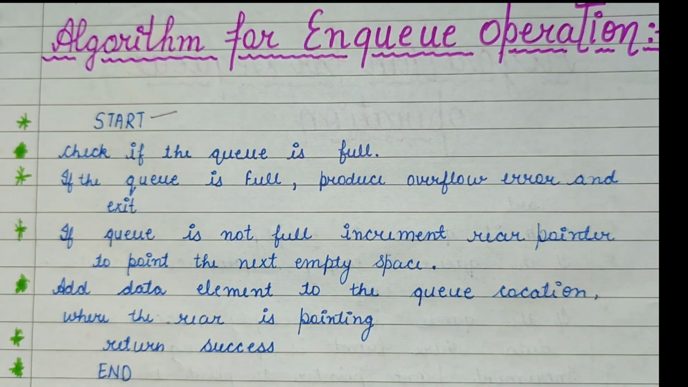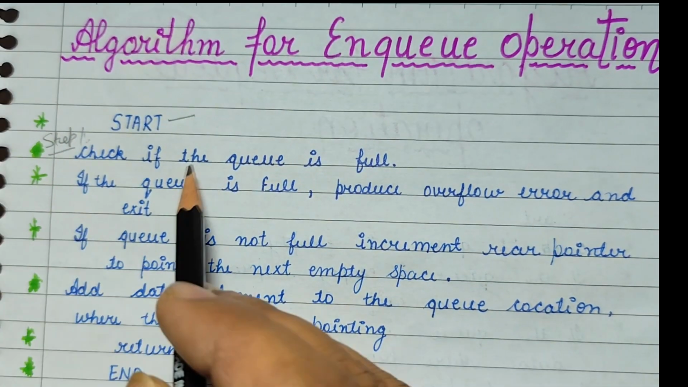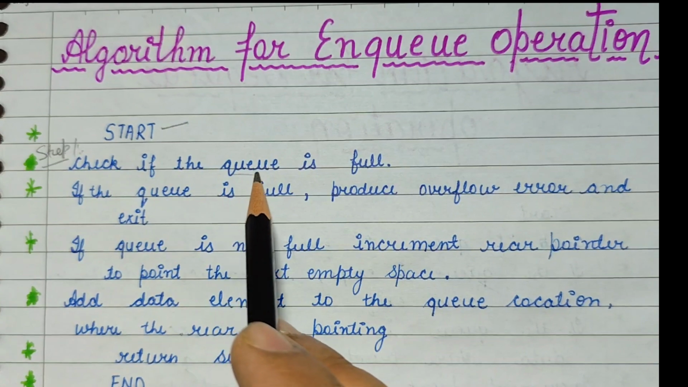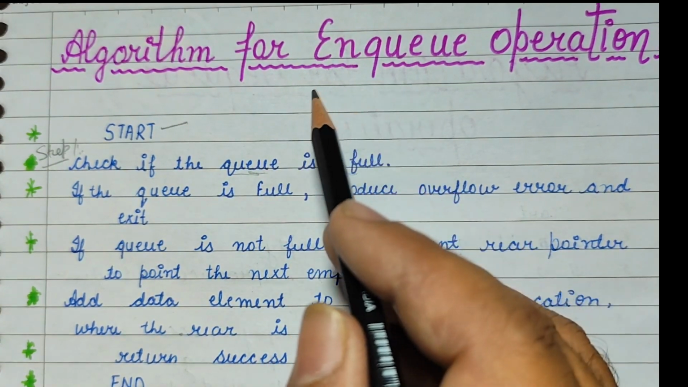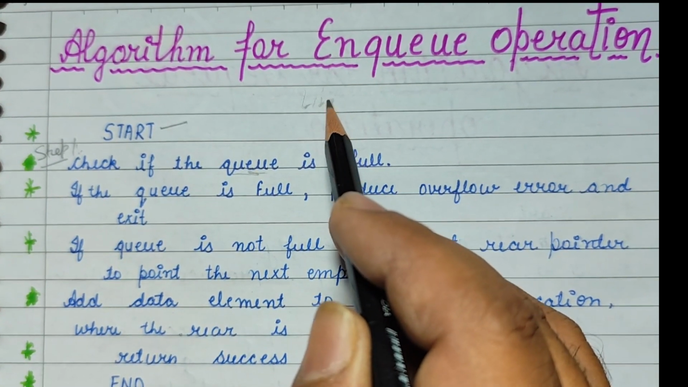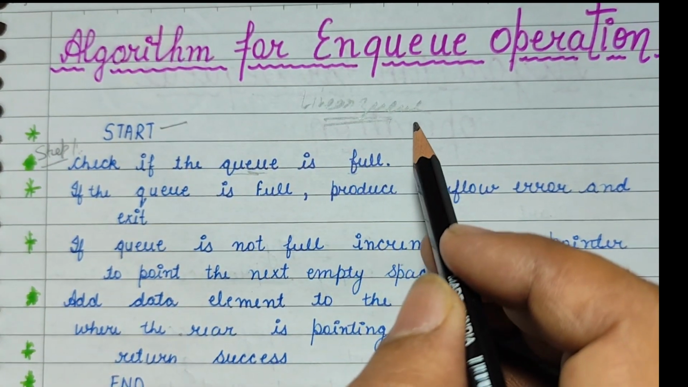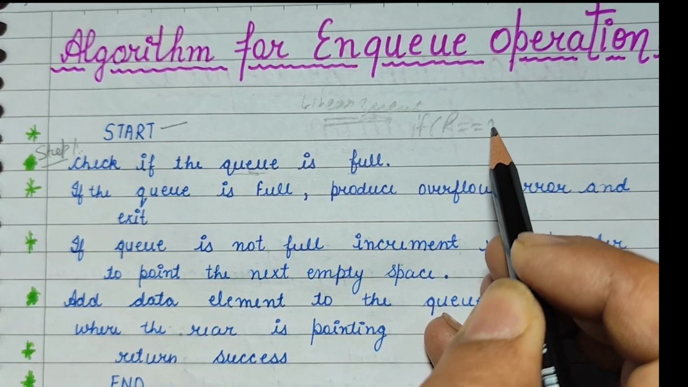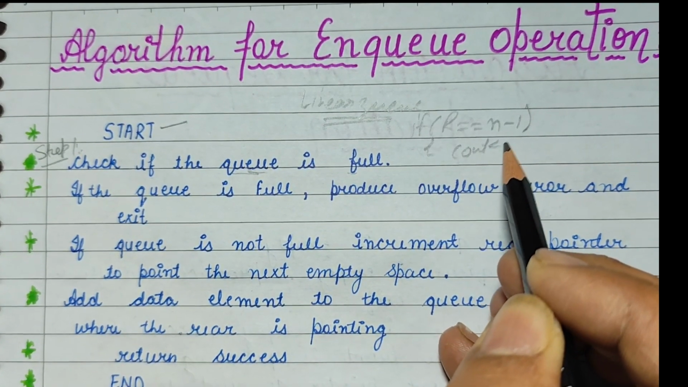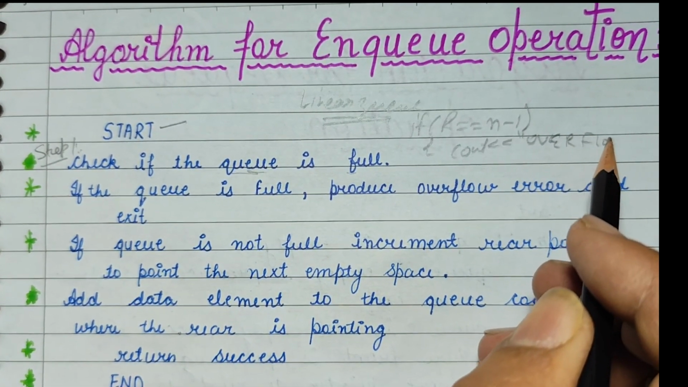So in the first step, we start the algorithm by start. Okay, in step 1, we check if the queue is full. Now we are performing the Enqueue operation on a linear queue. In a linear queue, if rear is equal to n minus 1, then you can say queue is overflow. In that case you write overflow.